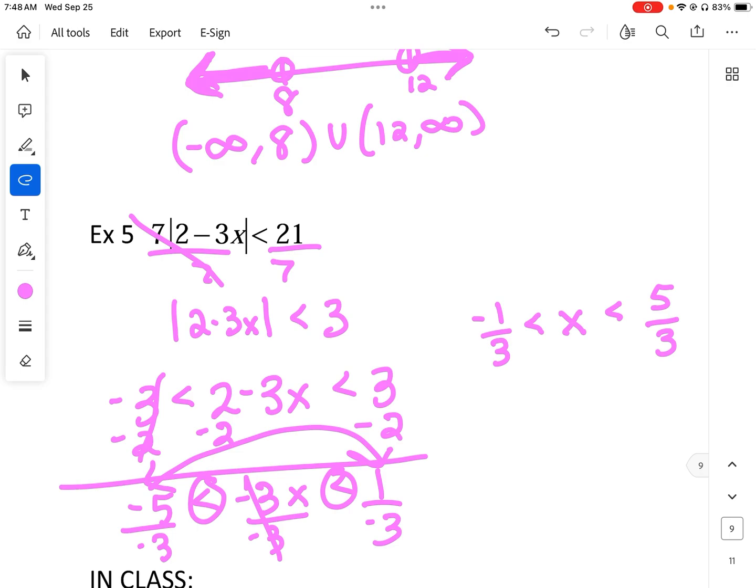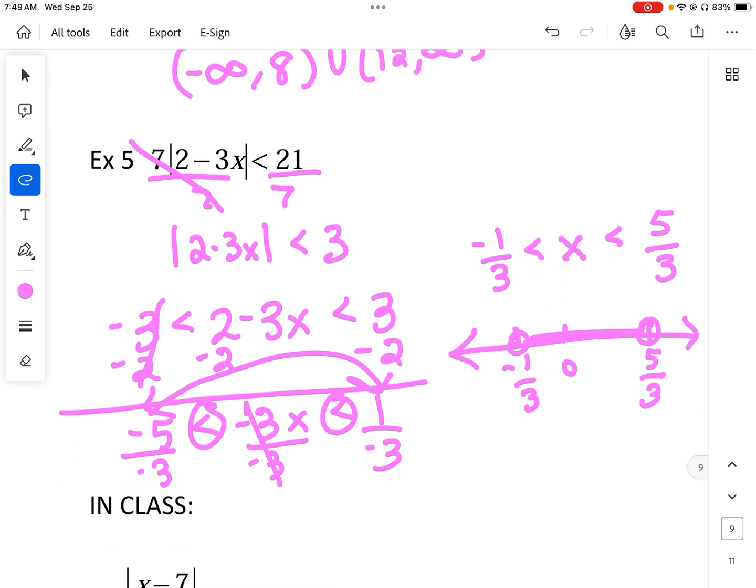Because we divided by a negative, that's why we were able to do that. We could have switched the symbol, but then we would have to switch it back, so it just would not make sense. So this is going to be negative 1/3, which is below 0, and then 5/3, which is above 1, sorry. Open circle, since it's less than, it's going to be everything between. So our interval notation is going to be negative 1/3, 5/3.